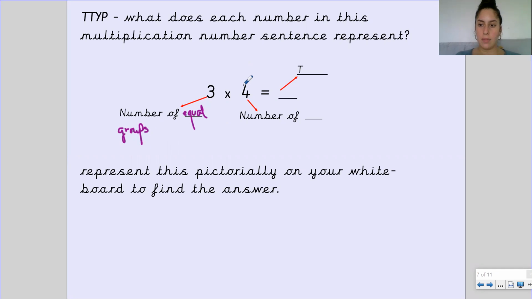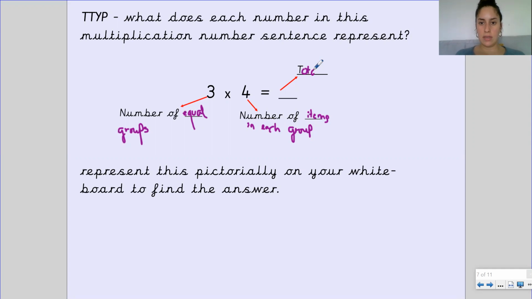And the second number represents the number of items in each group. Okay, and the answer is then the total.